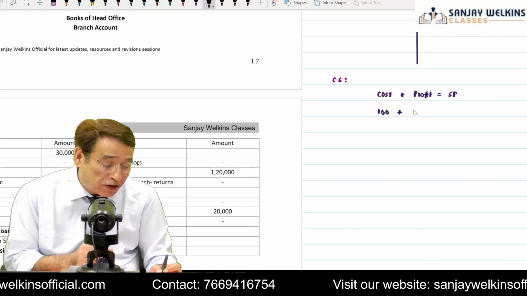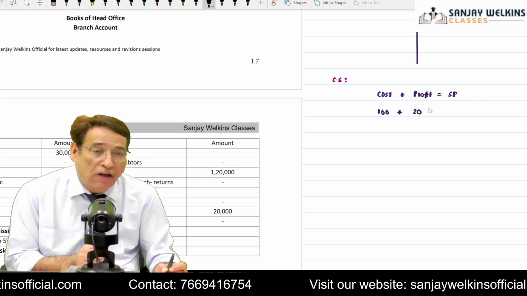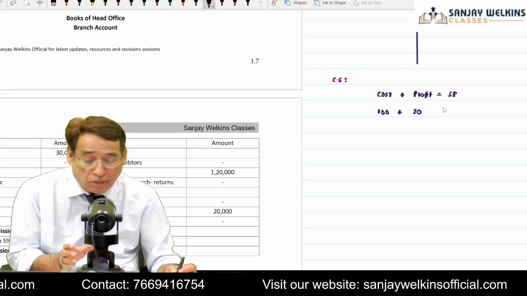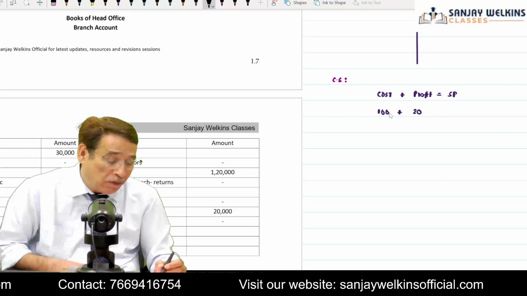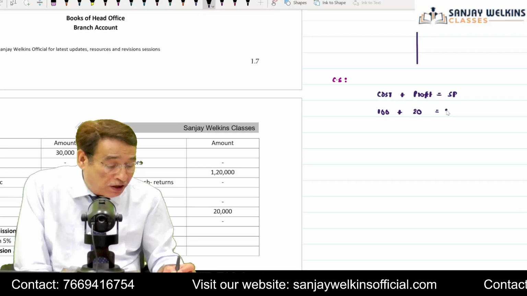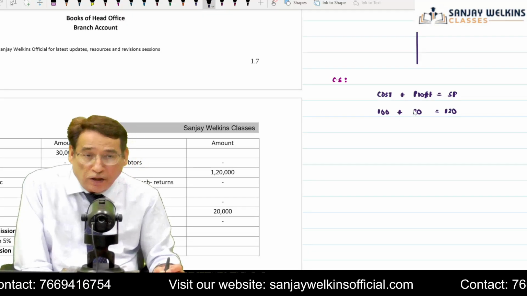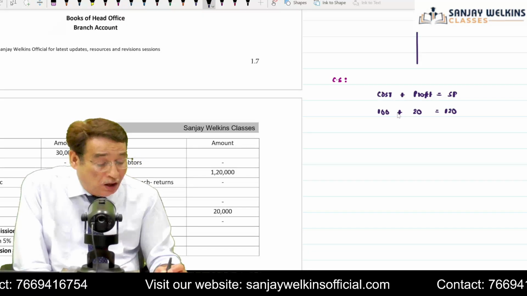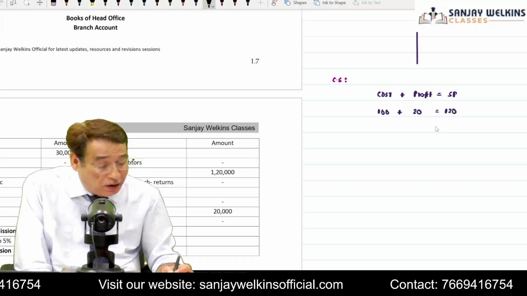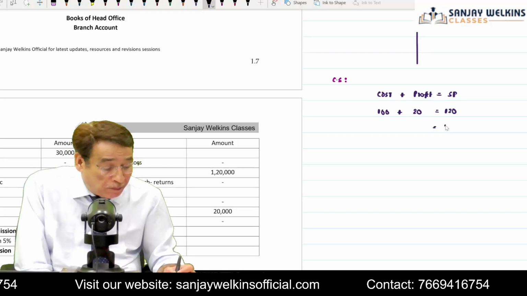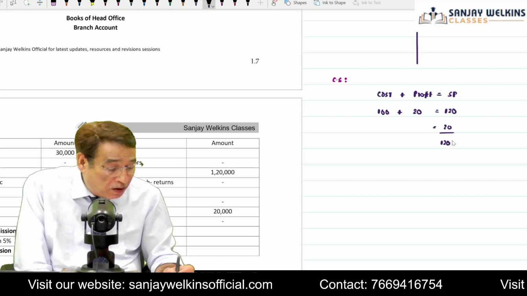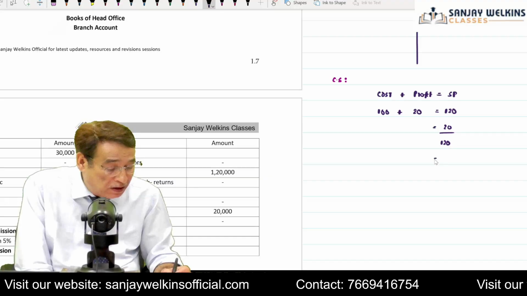Now if cost is 100, the branch will sell the goods at 20% more than the cost price, because it is written very clearly that the branch sells at cost plus 20%. So if your cost happens to be 100, the branch will sell their goods at 120. Cost is 100, 20 is the profit margin. So 100 plus 20 will be equal to 120. Once you have filled up this equation, now you write the profit in the numerator, and in the denominator you write selling price.